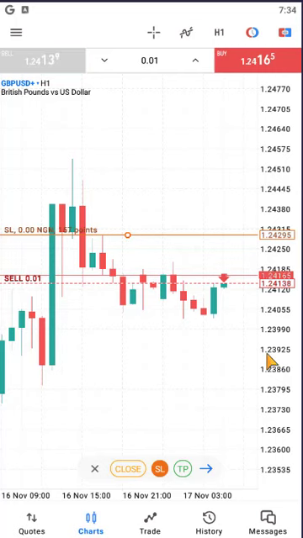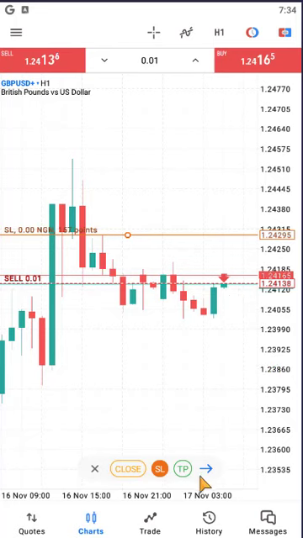If one pip is $1, then 15 pips is $15. But if one pip is 0.1 dollar, it means 15 pips will just be $1.5. $1.5 is a very small amount to risk on a trade, okay?